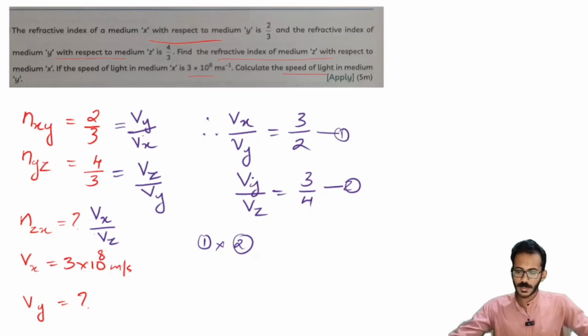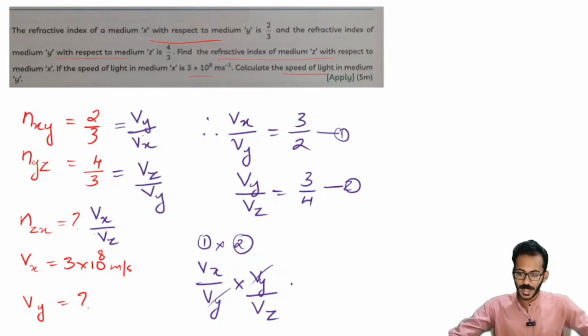So Vy and Vy will get cancelled. Vx by Vy into Vy by Vz. Here Vy and Vy got cancelled. So actually what we're getting is Vx by Vz. That is what we have to get here. Vx by Vz. That is the same as Nzx, which is the refractive index of medium z with respect to medium x.